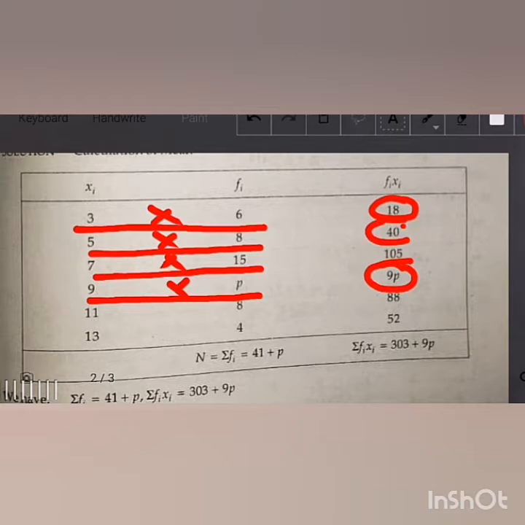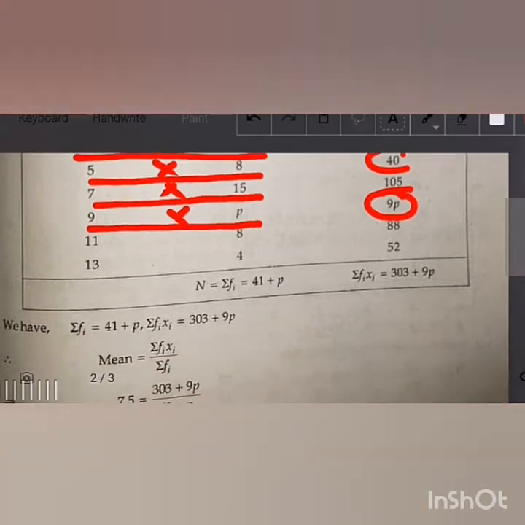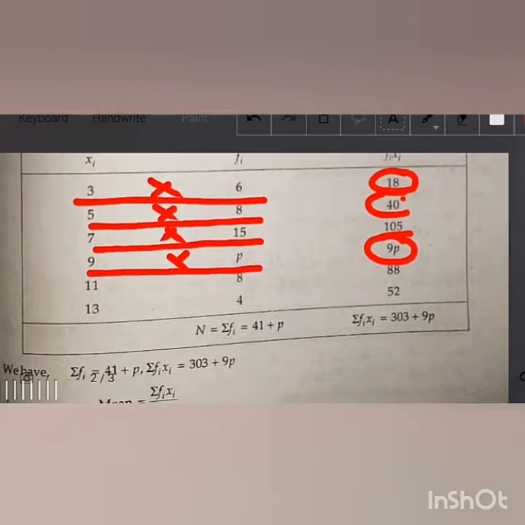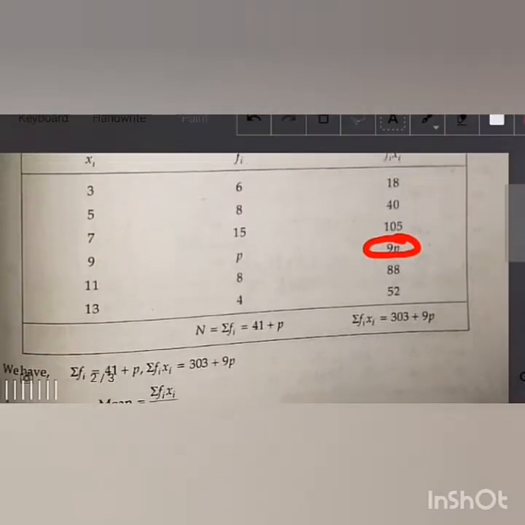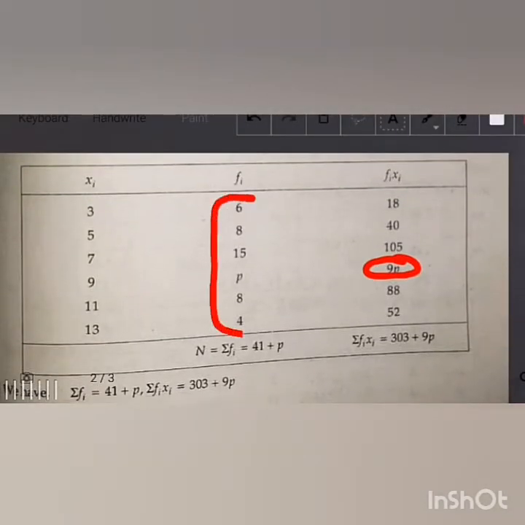So now we have the products of frequency and mid values. According to the formula we take the summation of these products: 18 plus 40 plus 105 plus 88 plus 52. When we add all these numbers we get 303 plus 9P. Now let us take the sum of all the frequencies: 6 plus 8 plus 15 plus 8 plus 4 is 41, and there is a variable P also. So 41 plus P.